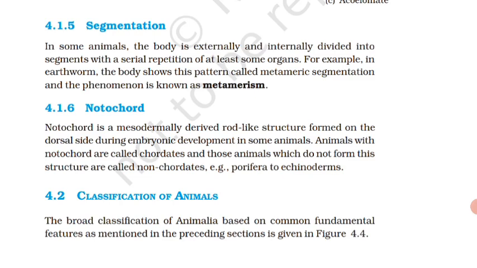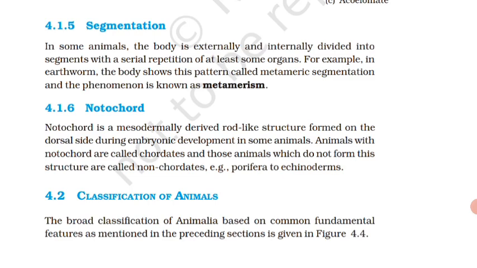Classification of animals. The broad classification of Animalia based on common fundamental features, as mentioned in the preceding section, is given in figure 4.4. Let's discuss it. Echinoderms exhibit radial or bilateral symmetry depending on the stages.